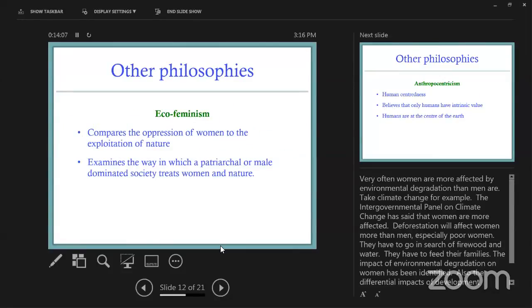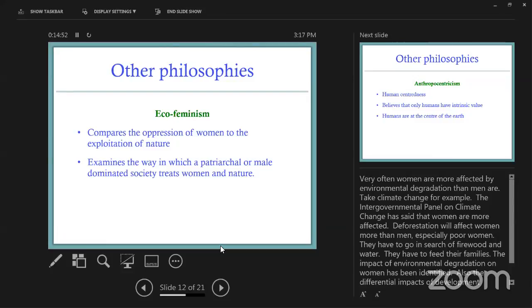Another interesting philosophy is that of ecofeminism, which grew out of the feminist movement and feminist theory. And that compares the oppression of women to the exploitation of nature. It looks at the way in which a patriarchal or male-dominated society treats women and treats nature, and oppresses and exploits both. And you have people like Vandana Shiva, very famous for the work they are doing. I'm sure you have listened to some of her talks.